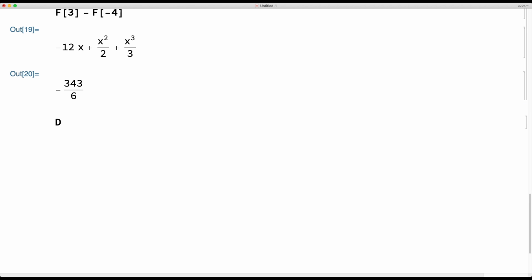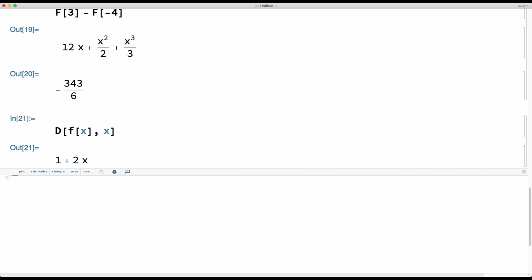The way I'm going to do that is using the function D for derivative. The syntax is D is a function, so that's why it has square brackets on the outside. What do I want to take the derivative of? F, with respect to which variable? X. If I execute that, lo and behold, we get 2x plus 1. Good?